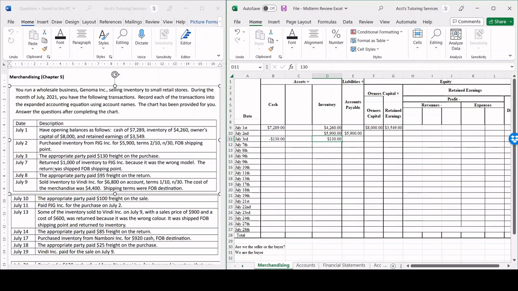Then on July 7th, we returned $1,000 of inventory to PJG Inc. because it was a wrong model. The return was shipped FOB shipping point. All right, so we returned products.